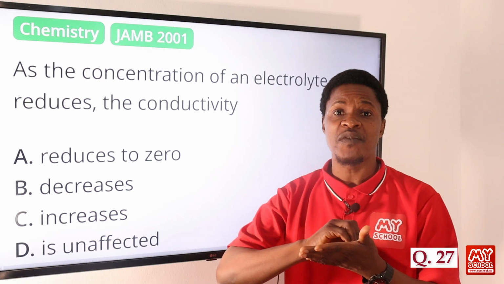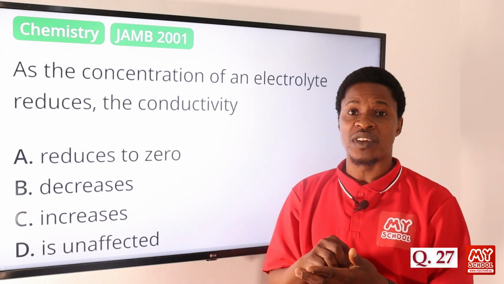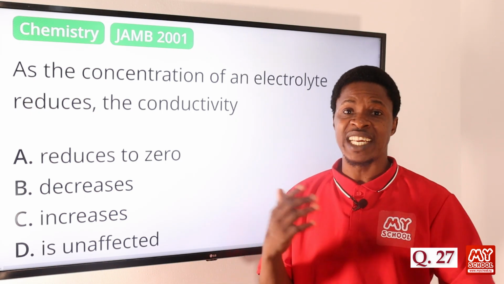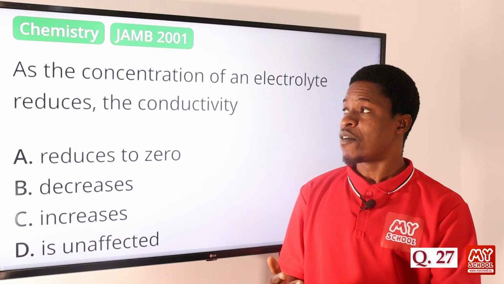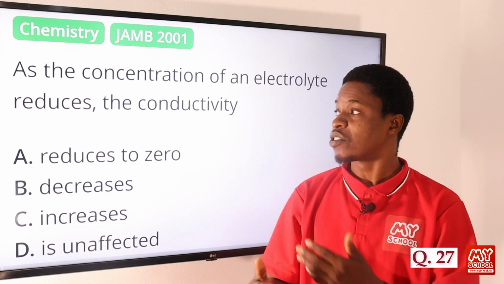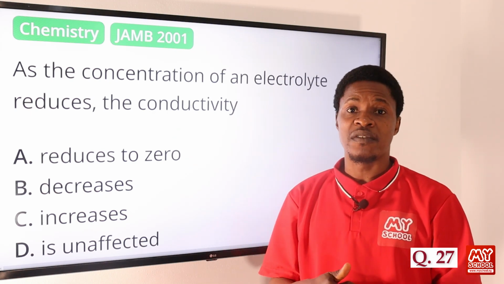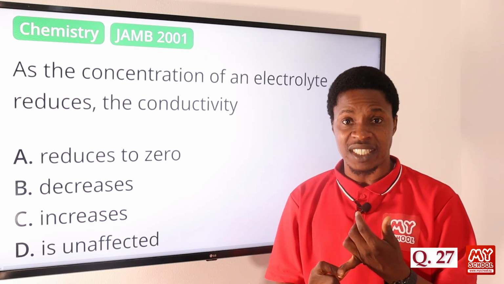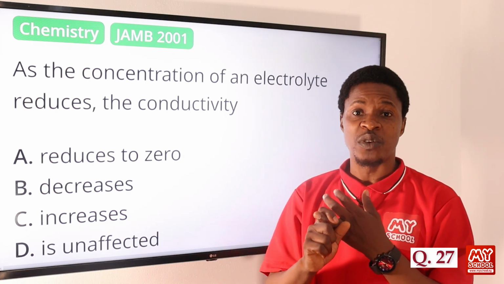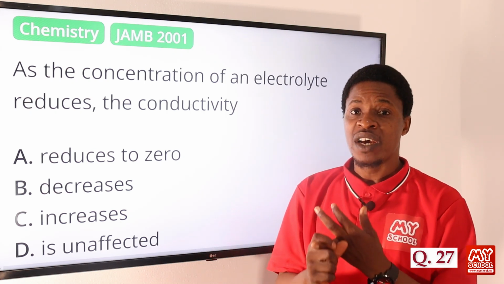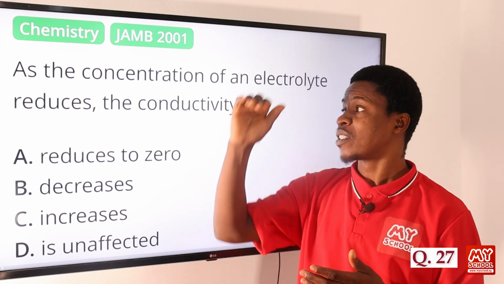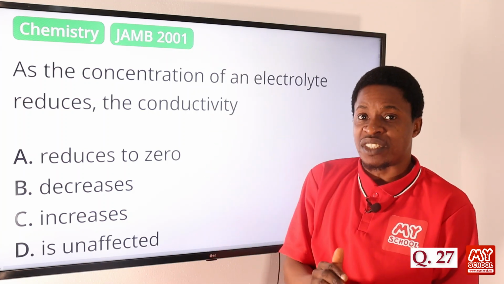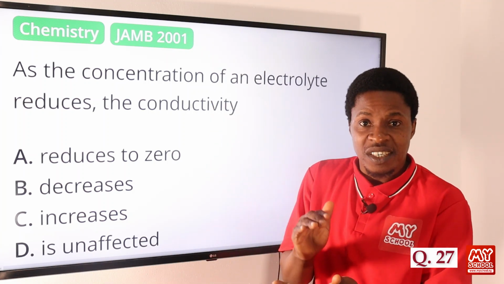The reason being that the number of ions that make up that electrolyte or solution will also increase. So in other words, it is directly proportional. The concentration of the electrolyte is directly proportional to the conductivity. As the number of ions increases, conductivity will also increase. So if concentration increases, the conductivity increases as well. But if concentration decreases or reduces, then the conductivity will also reduce.